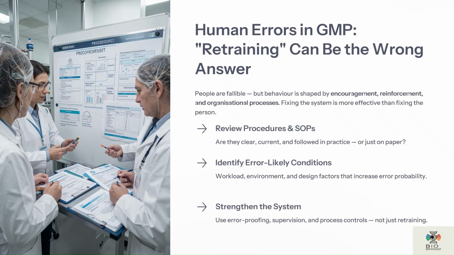One of the most important lessons in GMP is that retraining is not always the correct CAPA. Organizations often conclude investigations with a simple statement, employee retrained. However, retraining alone may not address the true causes. People are naturally fallible. Errors often result from system weaknesses rather than individual negligence. Investigators should review SOPs and determine whether procedures are clear, current, and practical. They should identify error-prone conditions such as excessive workloads, poor workplace design, distractions, or insufficient supervision. The goal is to strengthen the system through better controls, error-proofing mechanisms, and process improvements. When systems improve, human errors naturally decrease.